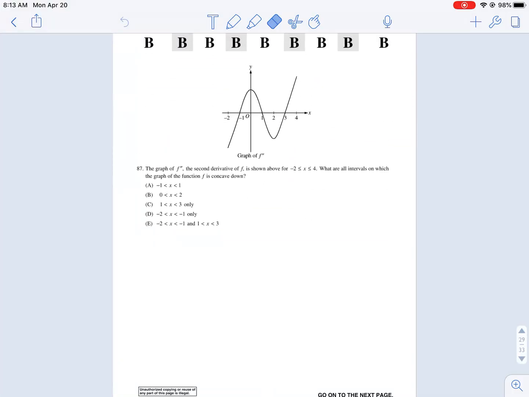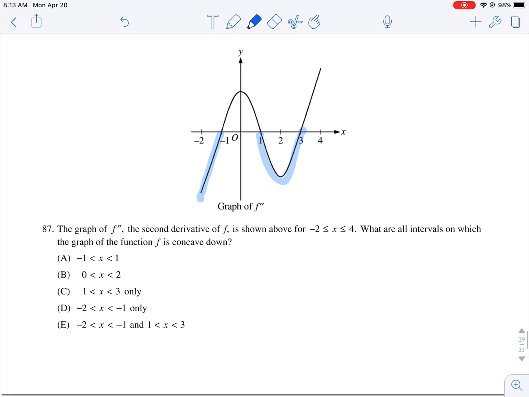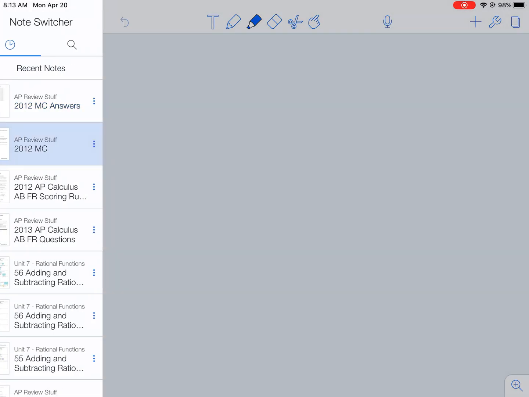All right, 87. Now we have a second derivative graph, and we want to know where it's concave down. So this is where it's below the x-axis, right there. So we're looking from negative 2 to negative 4. So it's negative 2 to negative 1, and 1 to 3. The answer should be E for 87, which it is.